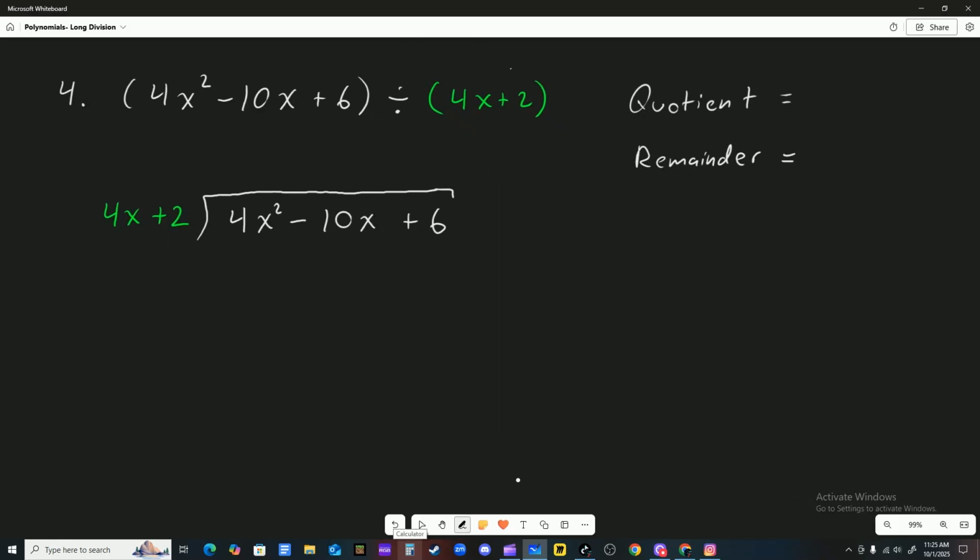Hopefully I spot any mistakes. All right, here we go. 4x, and 4x plus 2. We want to get rid of 4x squared first. Right, so let's get rid of that.